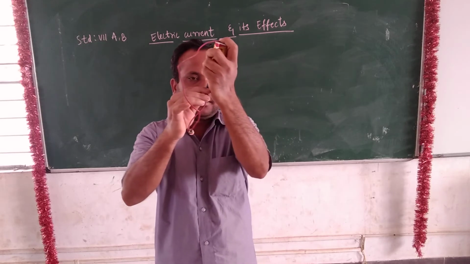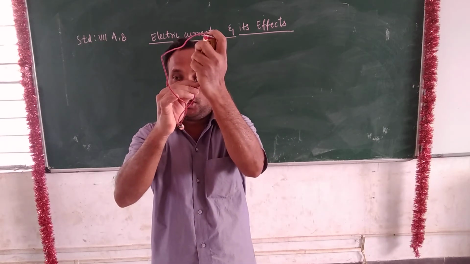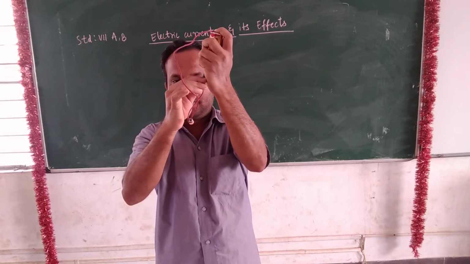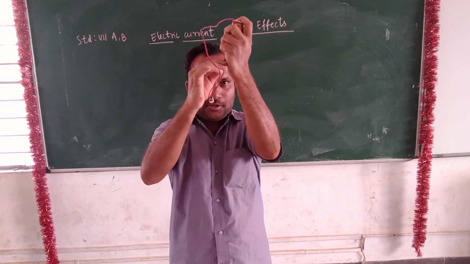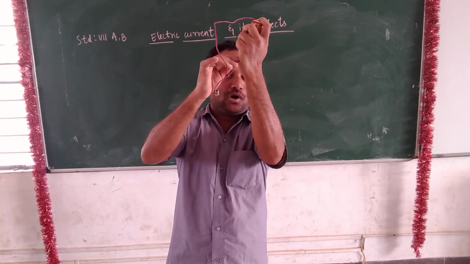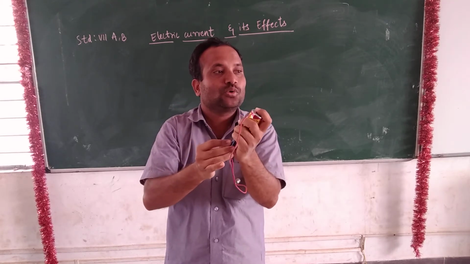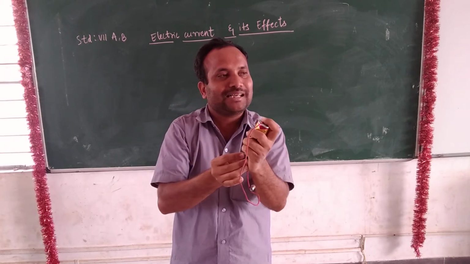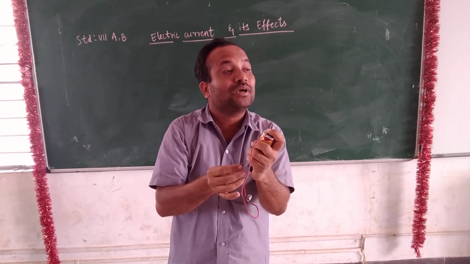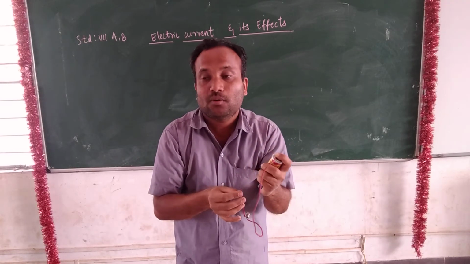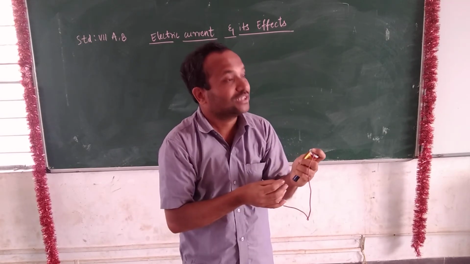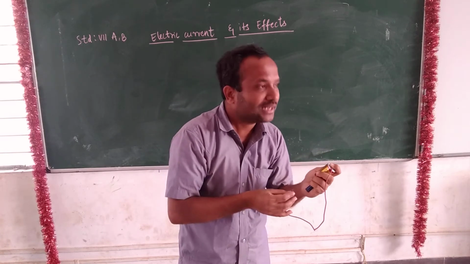Okay. Now the glowing is more, because two cells are connected. More the cells, the current becomes more. Voltage becomes more. I will speak about what is voltage, what about charges, what about current next.